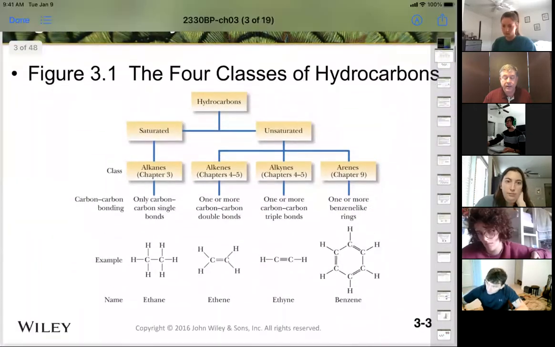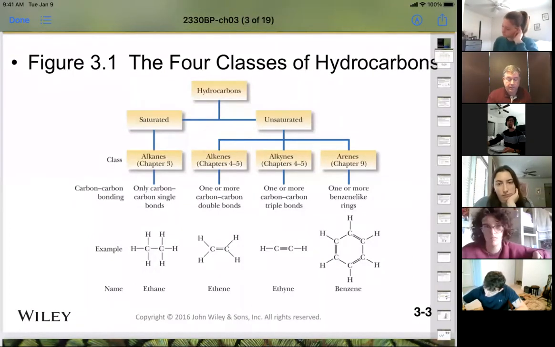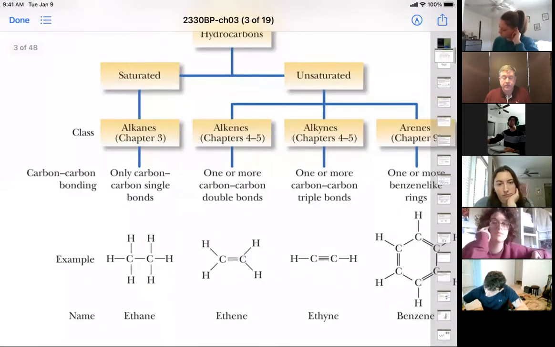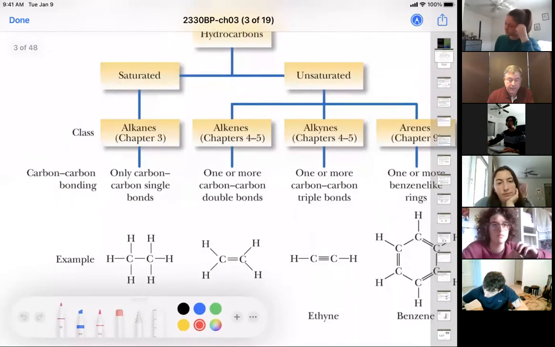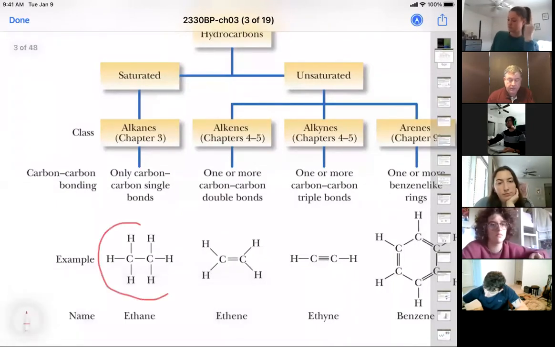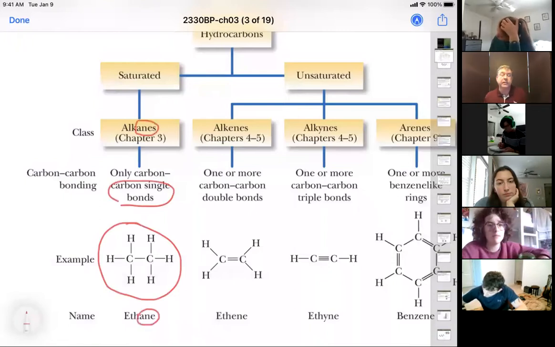Now, within that group of hydrocarbons, we actually have 4 classes. So we have the saturated, which are the alkanes right here, and they consist of only carbon and hydrogen bonds, like found in here, and only single bonds. Okay, and so the end of those names are going to contain A-N-E, always.